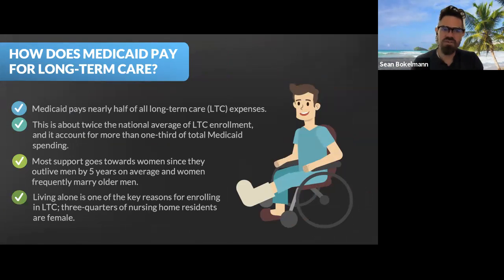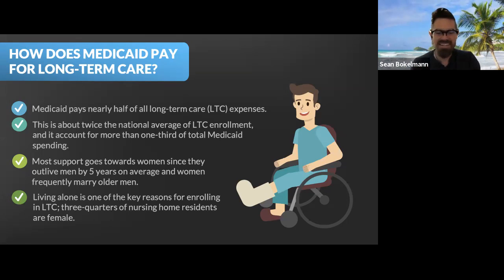All right, the last issue is how does Medicaid pay for long-term care? So Medicaid is actually a substantial funding source for long-term care. It covers nearly half of all long-term care expenses. And this is about twice the national average of long-term care enrollment, and it accounts for more than 1/3 of all Medicaid spending. So that's a huge fraction of Medicaid spending.